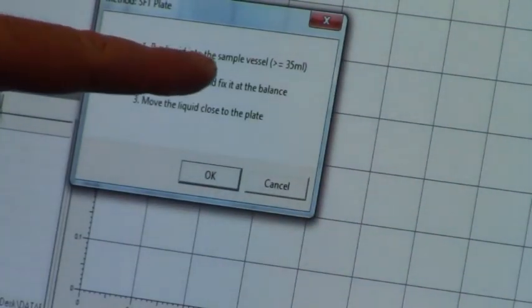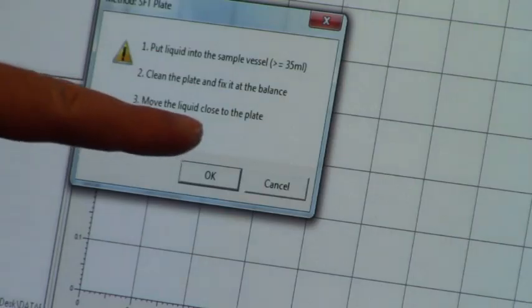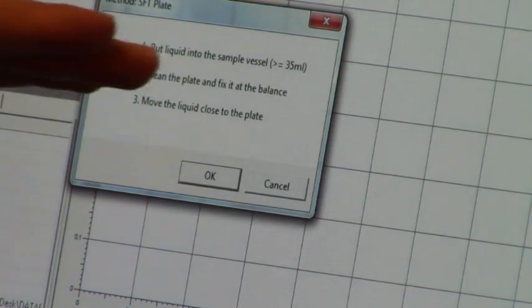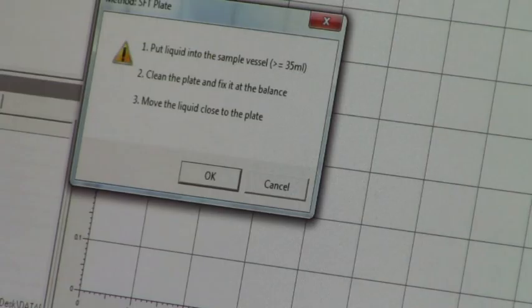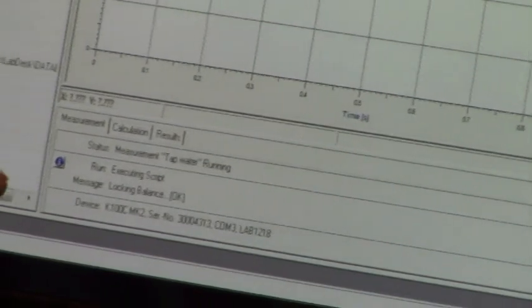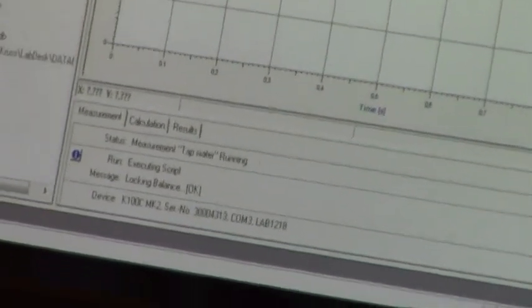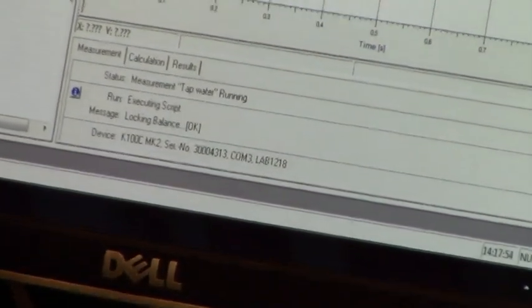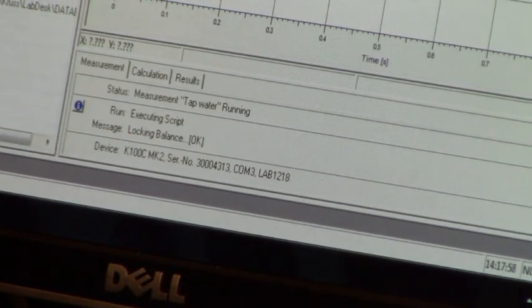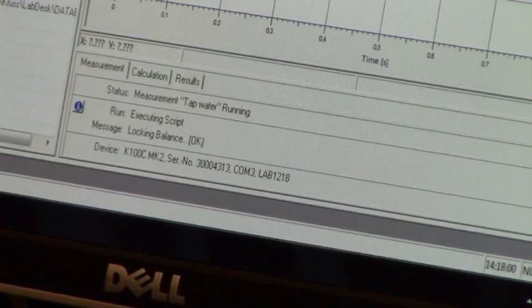Here, if you notice, it's telling me to put the liquid into the sample vessel with a volume greater than 35 milliliters. We do have 50 milliliters. Clean the plate, which is a standard plate, and fix it at the balance, which is already done. Move the liquid close to the plate, is also done. Downstairs here in the measurement, the software will give us some indication of what is being done. So now the balance is locked, and once I click OK, the software will start the experiment.